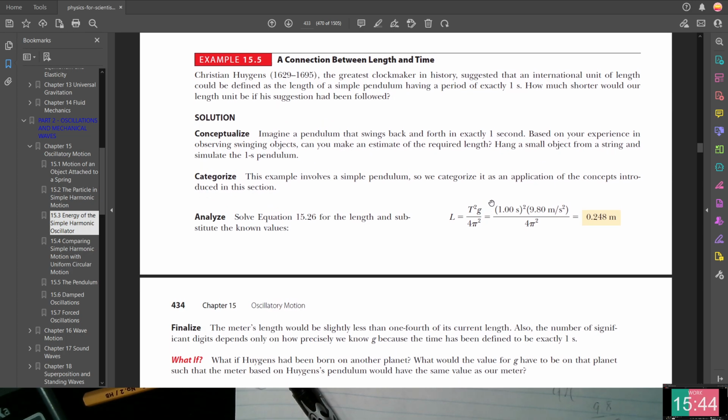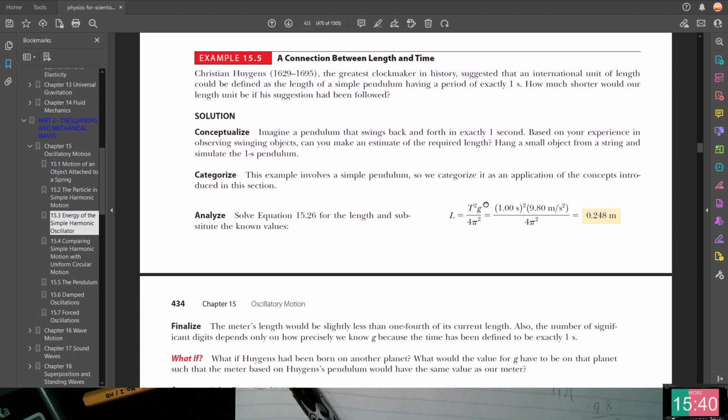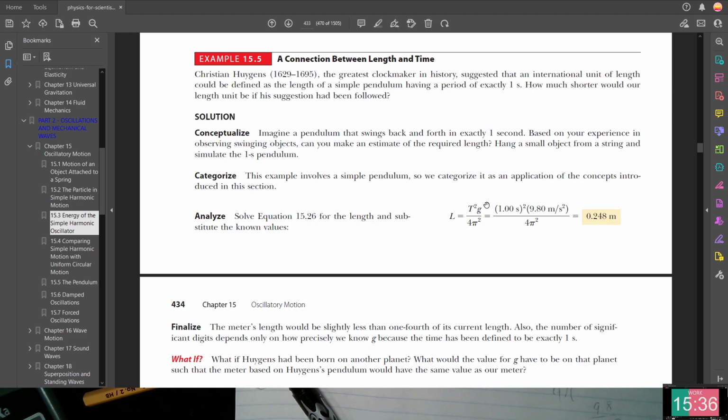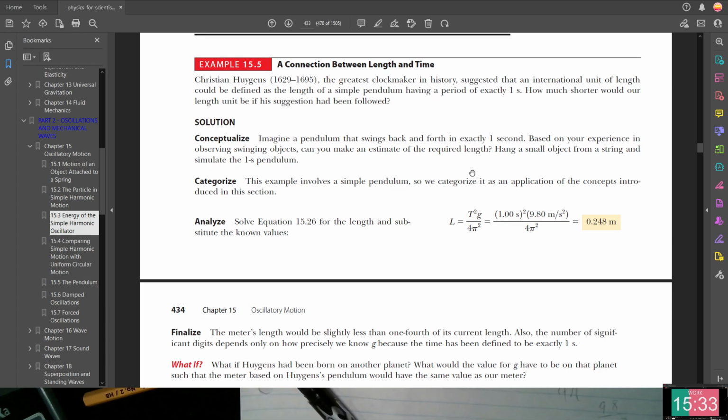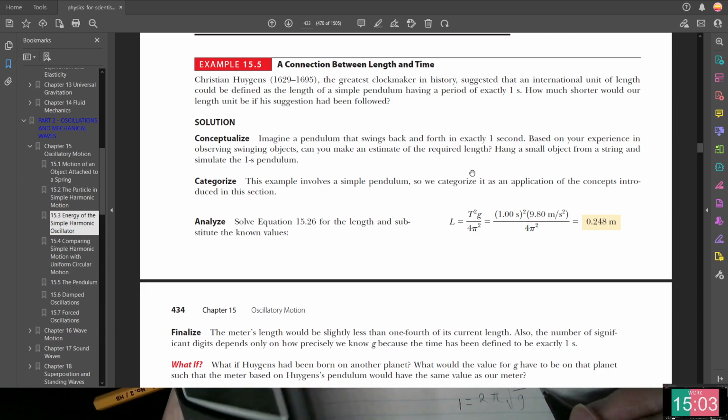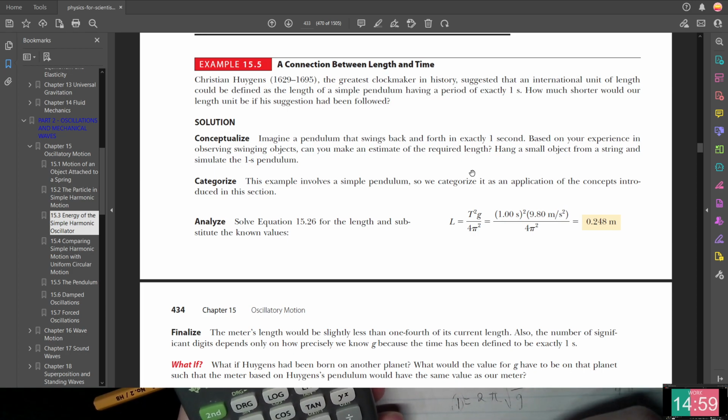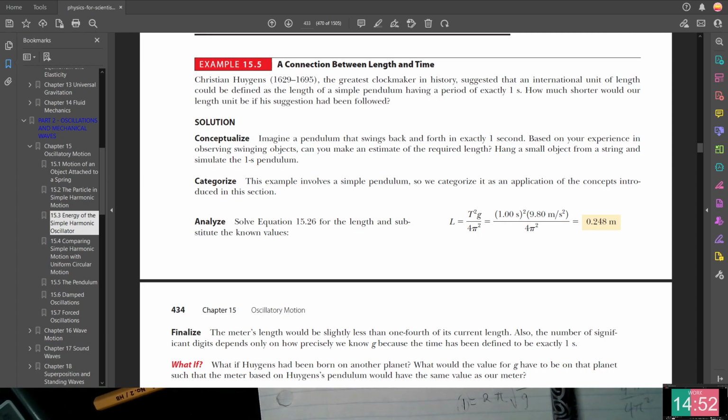What if Huygens had been born on another planet? What value would the g be on that planet such that the meter based on Huygens' pendulum would have been our meter? Okay. So now what they're asking is that T equals all of this. So 1 second equals 2 pi square root of 1 meter over g, and the period would be 1 second. What would the value be to be 1 meter? Okay. Well, hold on. Is this 1 meter for it to be 1 second? So squared. Oh, crap. I guess I gotta get rid of this.